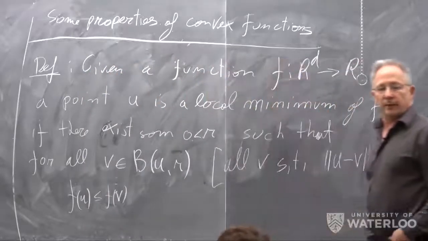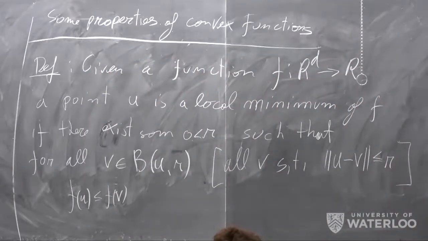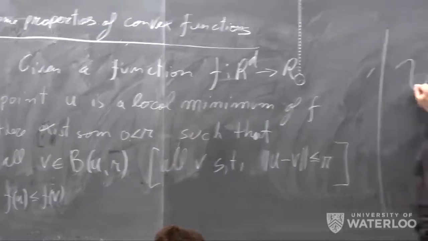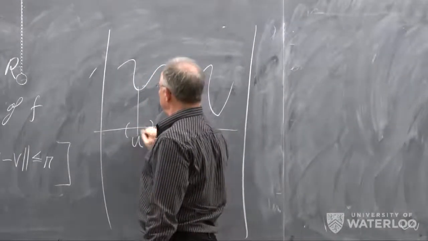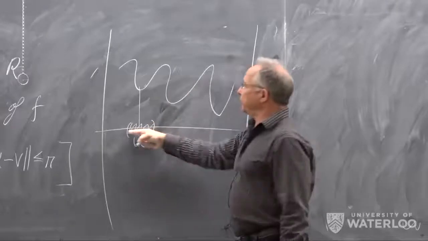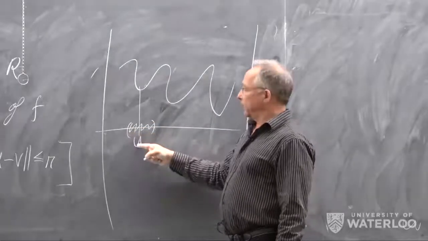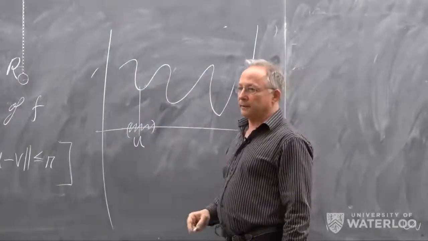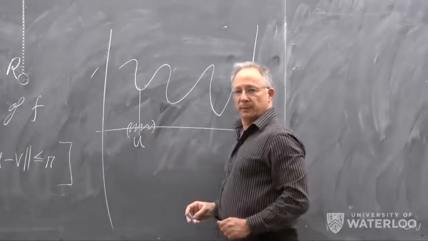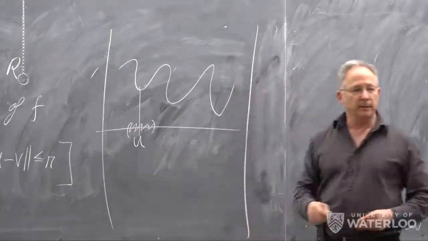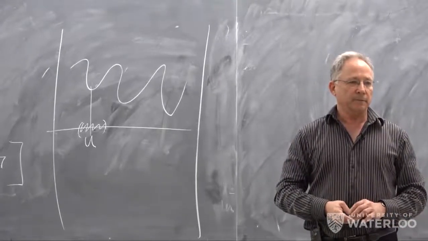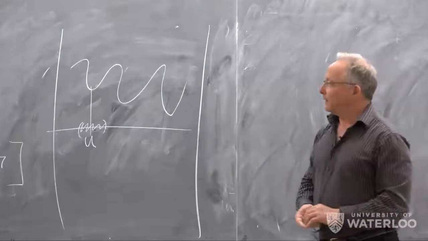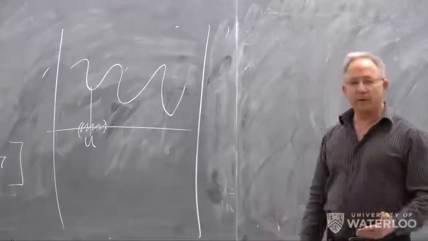Then I say that u is a local minimum, because if we look at this example again, if I look at this point u, I can take a ball around it such that for every v in this ball, f of u is smaller than f of v. Locally, it looks like a minimum. Yes? Don't you have to also say that there exists some other point not in the ball around u that is less than u? Sometimes local minima are also global minima.